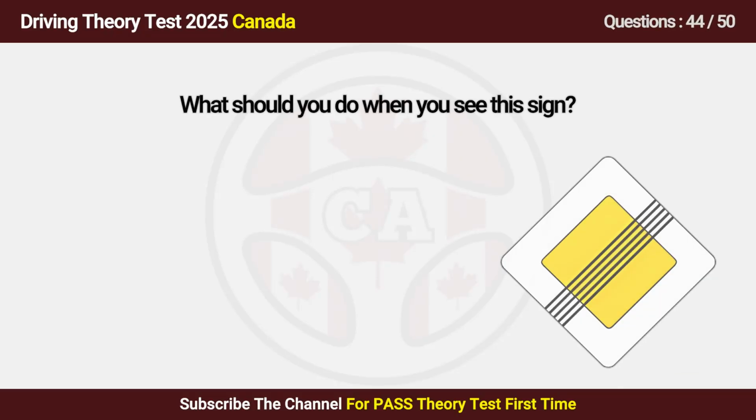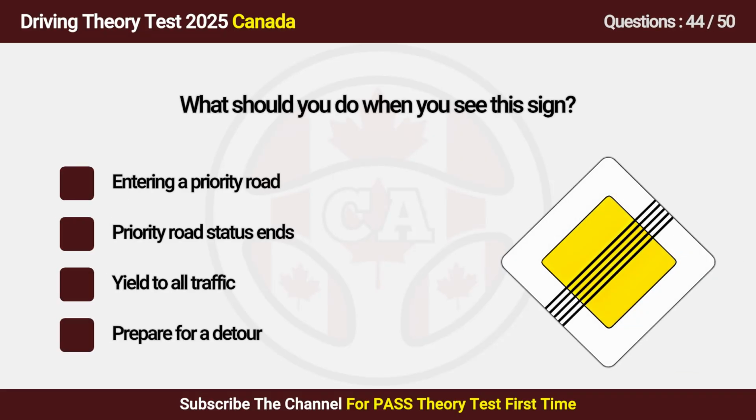Question 44. What should you do when you see this sign? A. Entering a priority road. B. Priority road status ends. C. Yield to all traffic. D. Prepare for a detour.